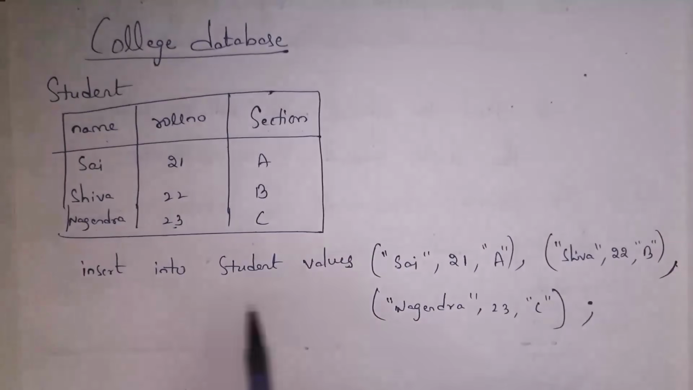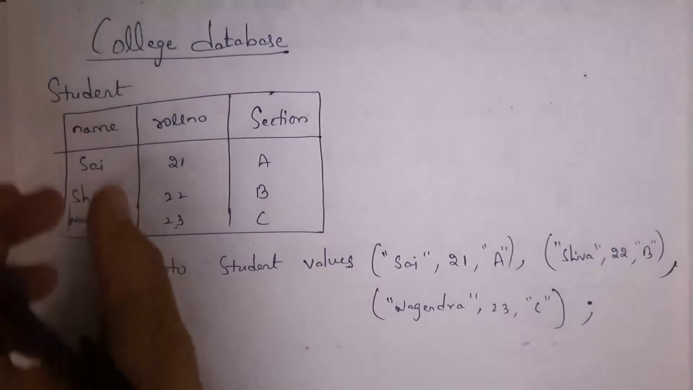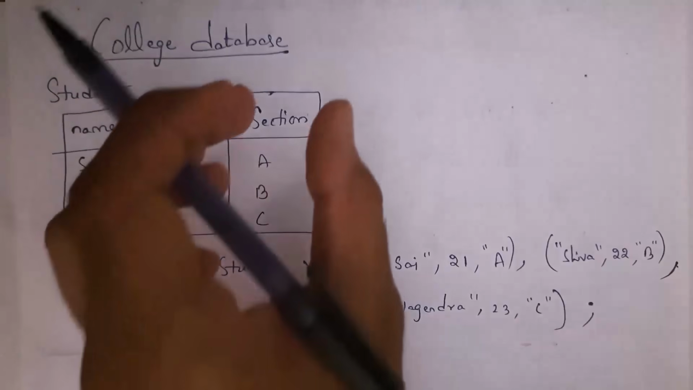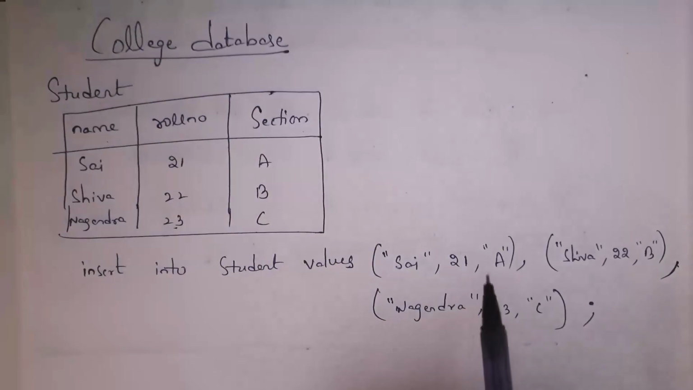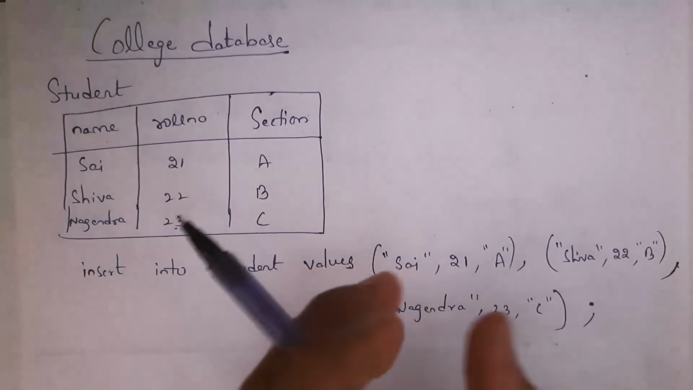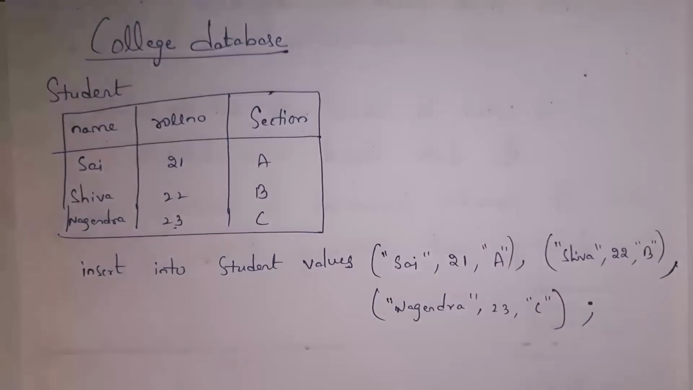Whenever you write this code, it will insert these 3 records inside this student table. Guys, first column is name, next column is roll number and next column is section. So you need to insert data accordingly, that is, at first write name, next roll number and next one is section. This is how we insert data by using insert command.